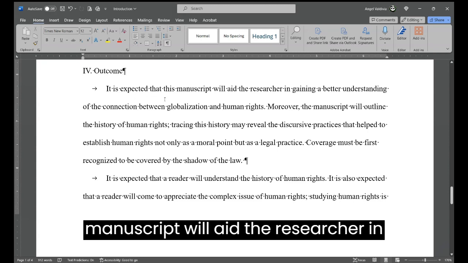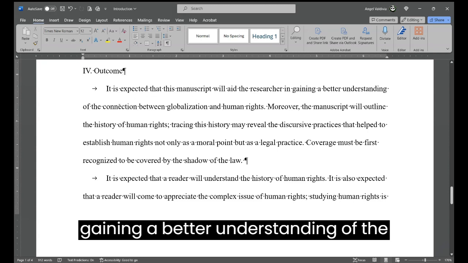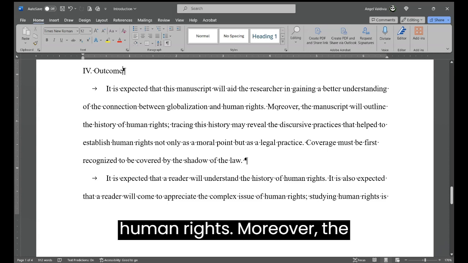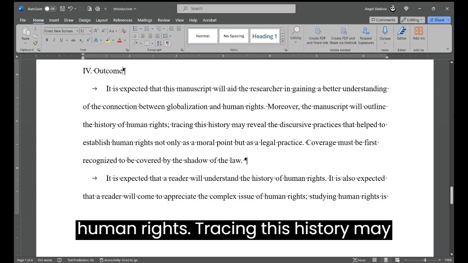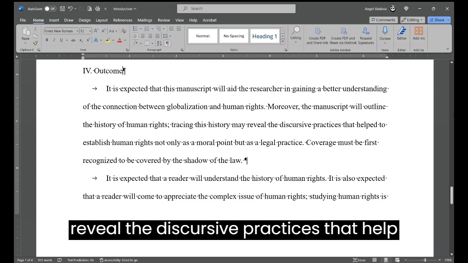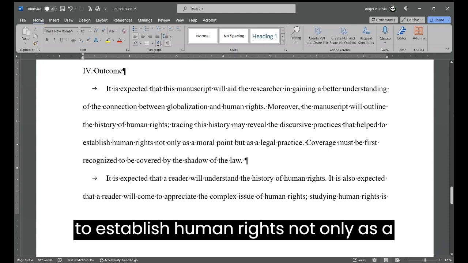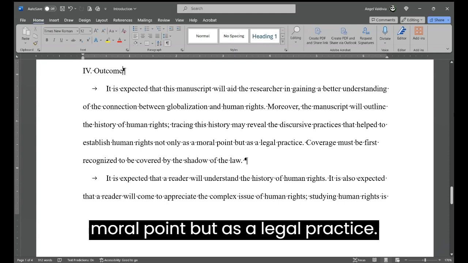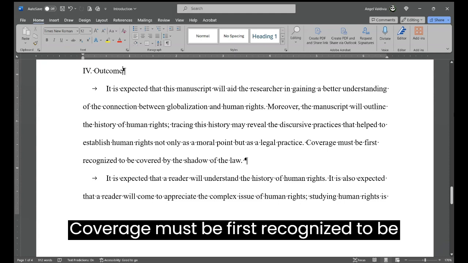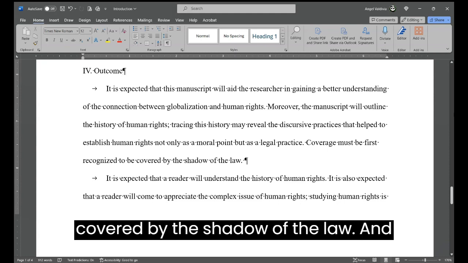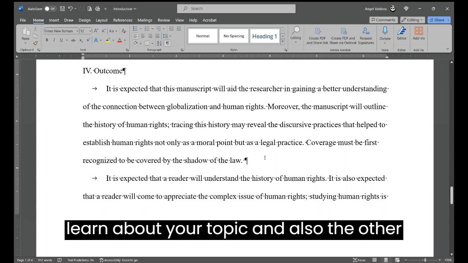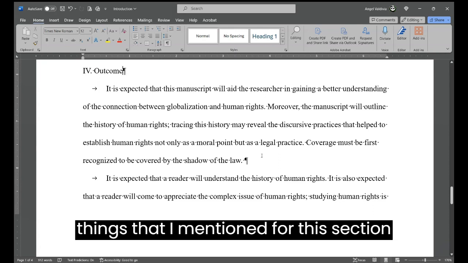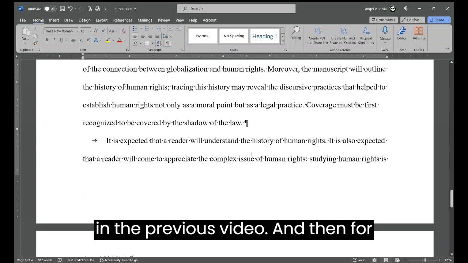It is expected that this manuscript will aid the researcher in gaining a better understanding of the connection between globalization and human rights. Moreover, the manuscript will outline the history of human rights. Tracing this history may reveal the discursive practices that help to establish human rights, not only as a moral point, but as a legal practice. Coverage must first be recognized to be covered by the shadow of the law. And that's what I mentioned earlier. That's basically what you're going to write about what you want to learn about your topic, and also the other things I mentioned for this section in the previous video.